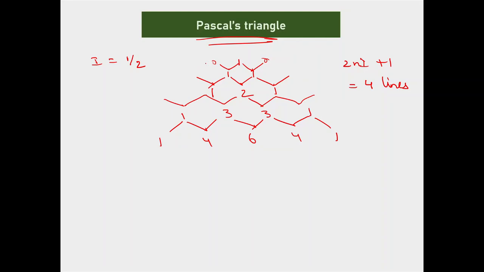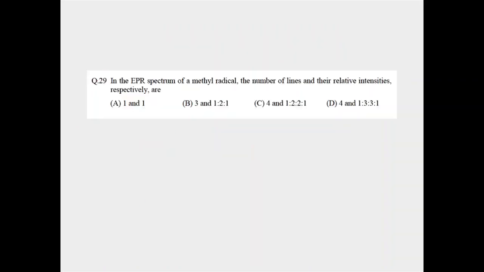Anyone? 1:3:3:3. Yeah. So for 4, this will be the relative intensity, that is 1:3:3:1. So the correct option in this question: in the EPR spectrum of methyl radical, the number of lines is 4 and their relative intensities is 1 is to 3 is to 3 is to 1. So among all the four options, this is the correct answer, option number D.